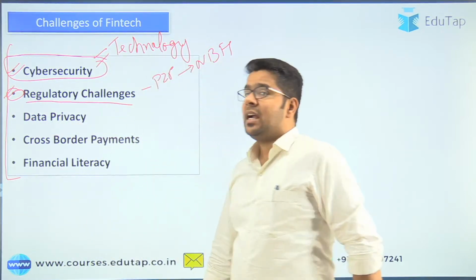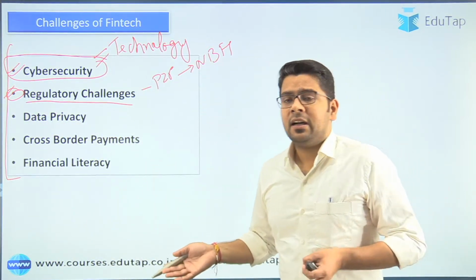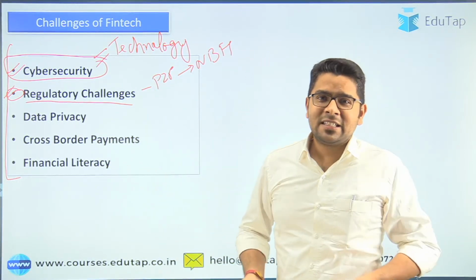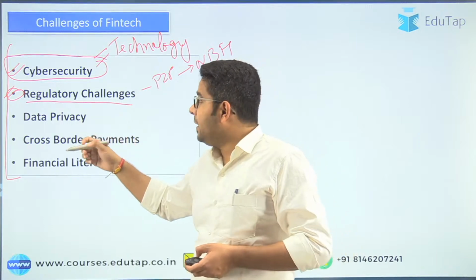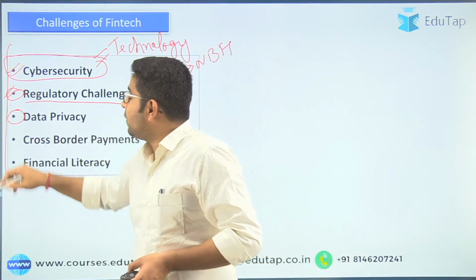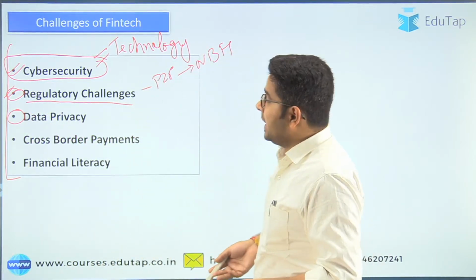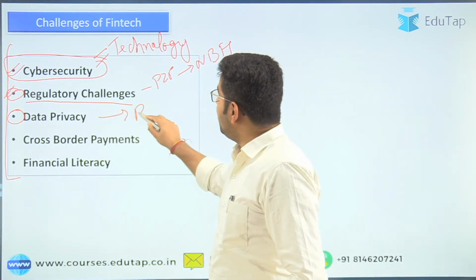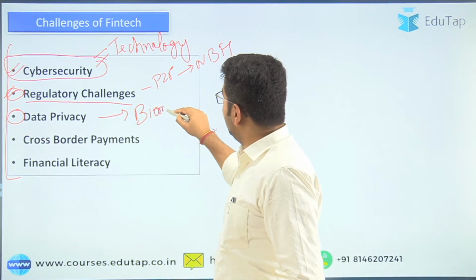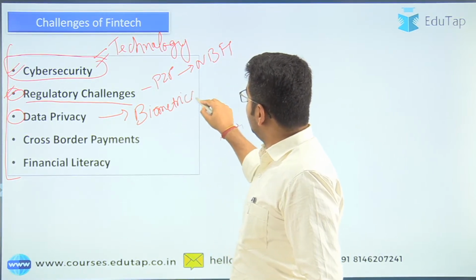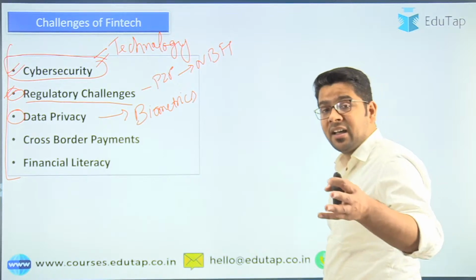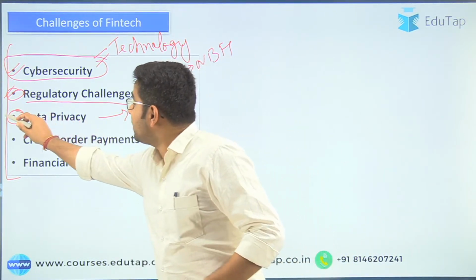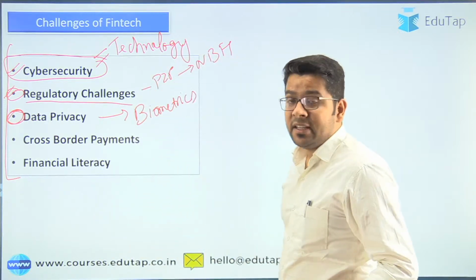Then coming to data privacy. From the beginning we are talking about data, and a lot of technologies we have discussed are applications of data. So data privacy is another aspect which is a challenge. Biometrics have been hacked. I have given you the example of the Aadhaar card. So see, data privacy is another challenge.